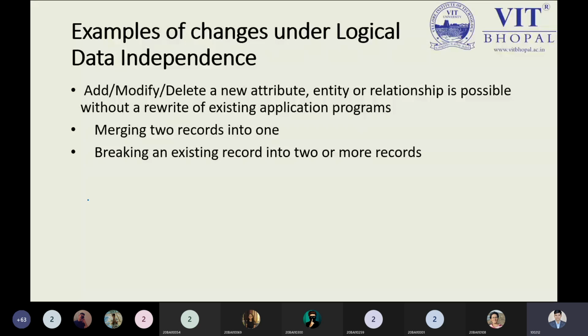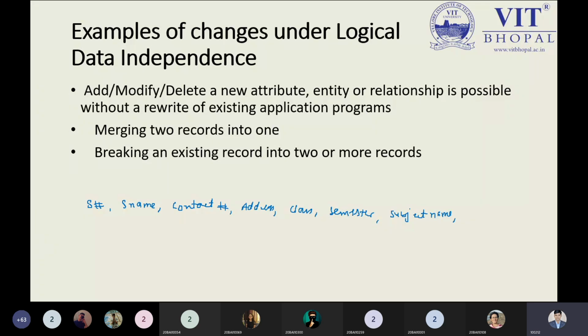Suppose student contact number, roll number I have, student name I have, student contact number I have, and student address. Now student class, student semester, and student subject name. So these are the information I am having.